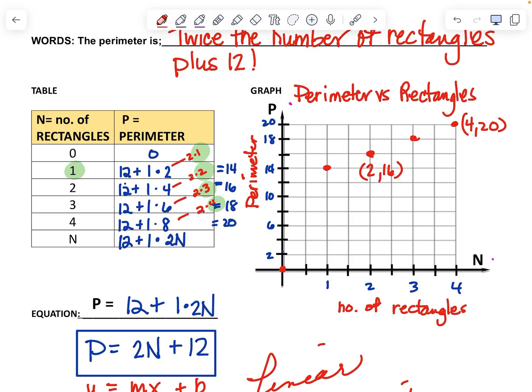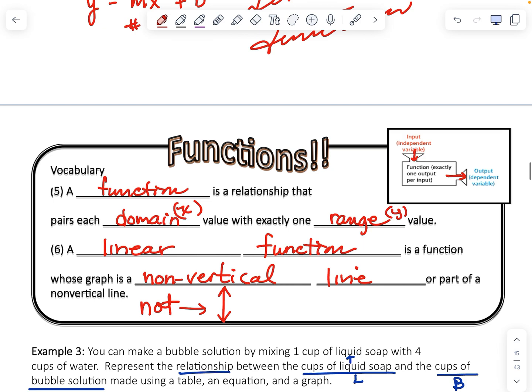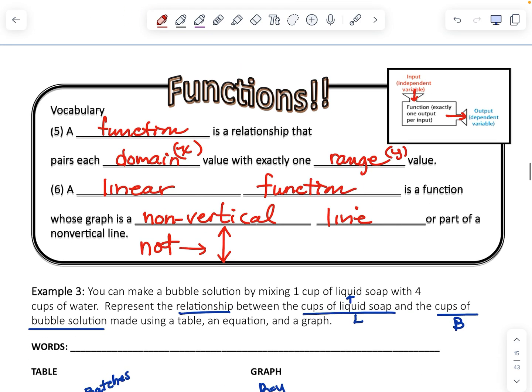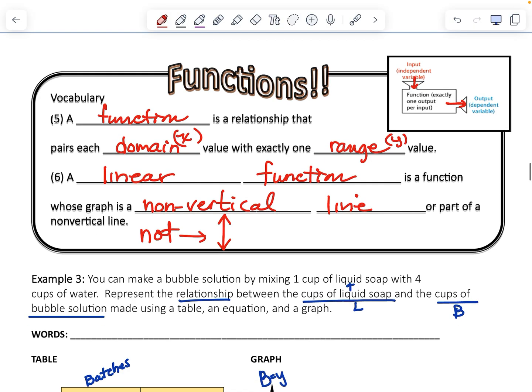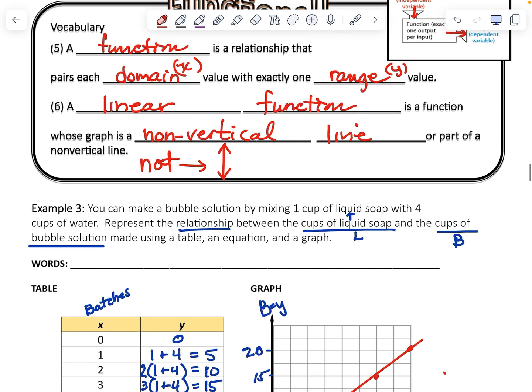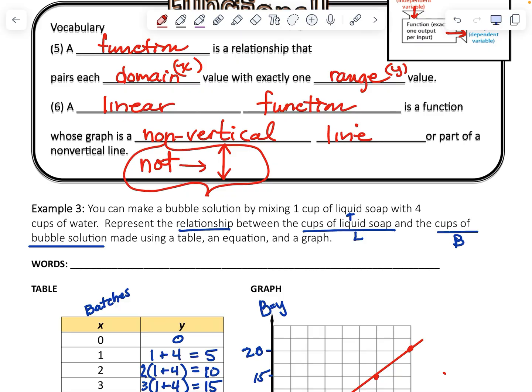Okay, and then after that, we have one more thing to discuss, and that has to do with functions. A function is a relationship that pairs each domain element X with exactly one element of the range Y. A linear function, then, is a function whose graph is a non-vertical line, or part of a non-vertical line. So non-vertical in this case is going to mean not straight up and down.